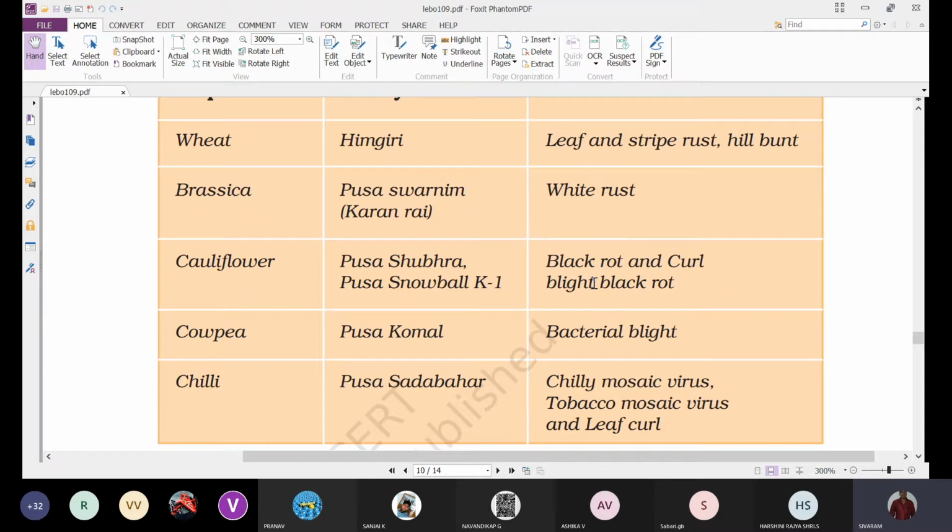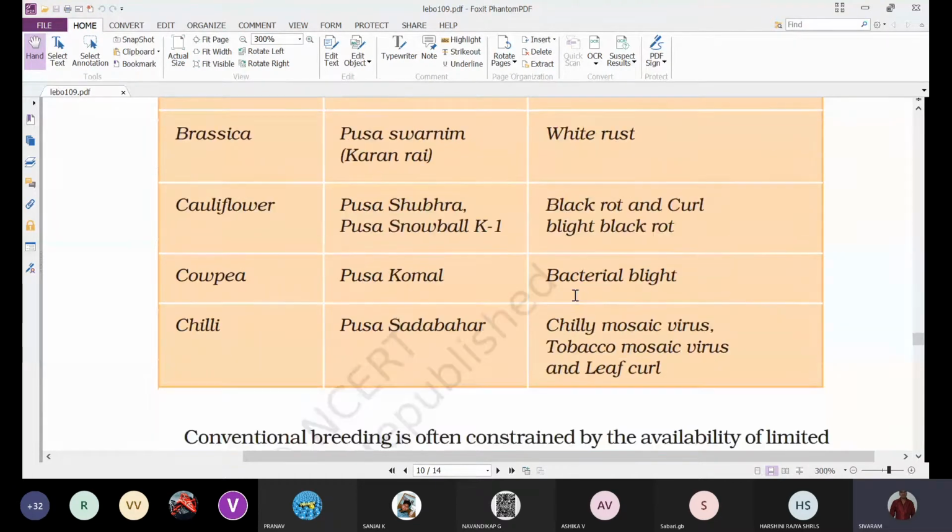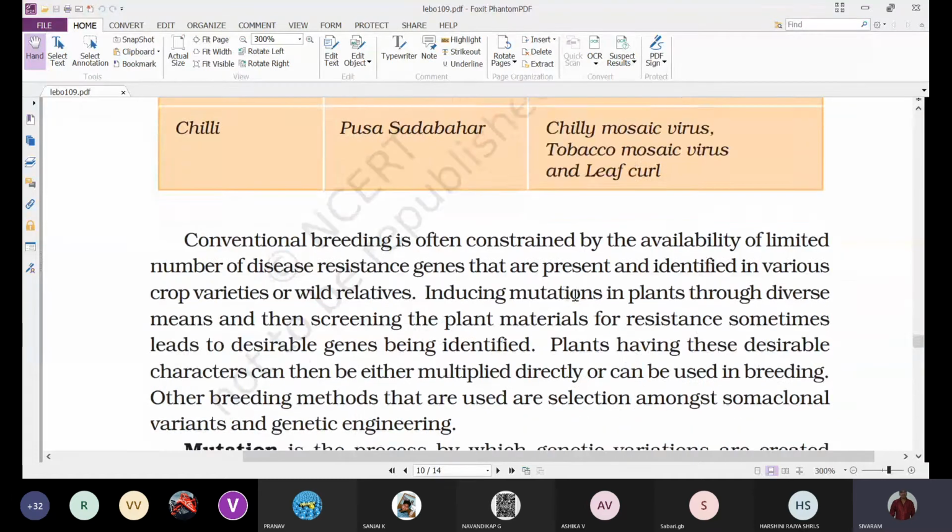They will give it as A, B, C, D, and they will ask you what A, B, C, and D are. Like that. The table is given missing either the crop variety, or the new variety which was developed, or the disease. Whichever it is missing, you have to identify the missing one. It may be given as A, B, C, D, something like that. So this table is very important.